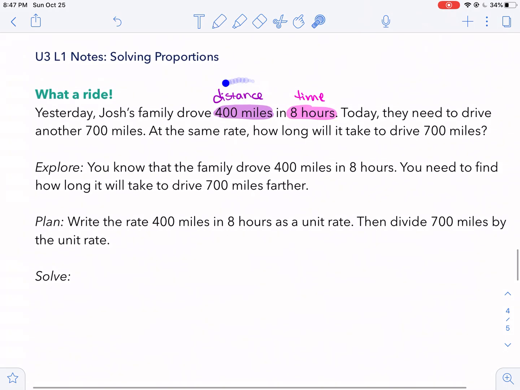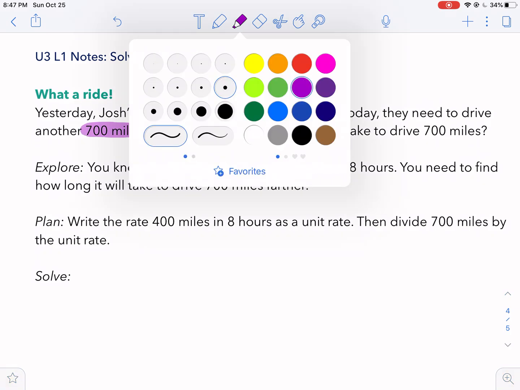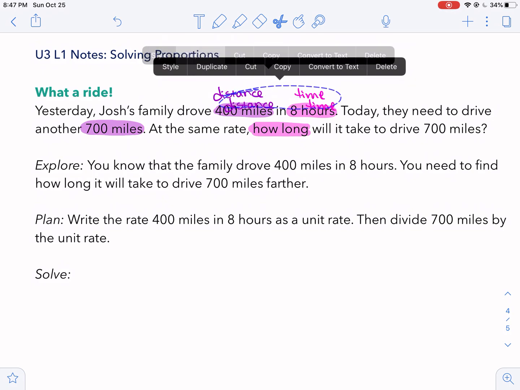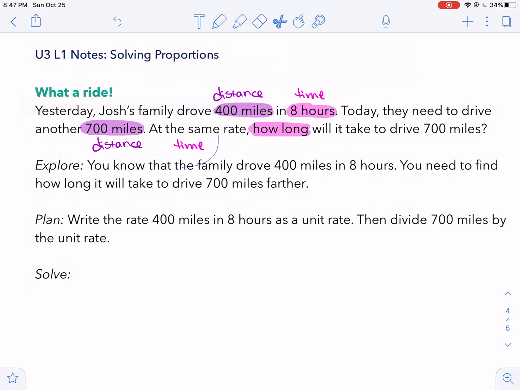They drove 400 miles in 8 hours. Today they need to drive another 700 miles. If they keep their rate the same, if they keep their speed the same, how long will it take to drive 700 miles? So what's our question? What are we asking here? How long? We don't know the time it will take. So what should we do? Let's set up a conversion. Let's set up a dimensional analysis.